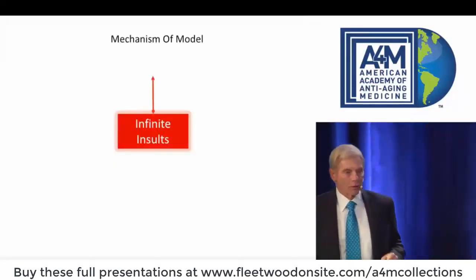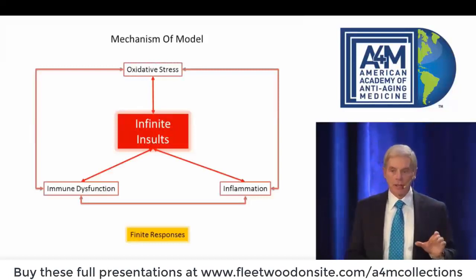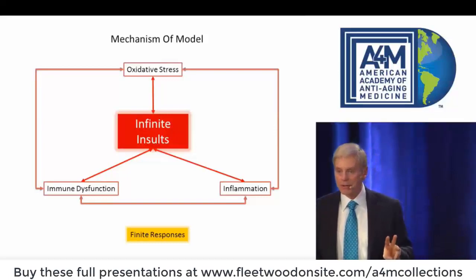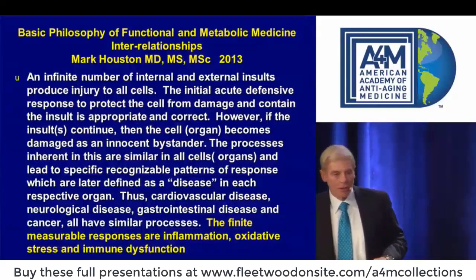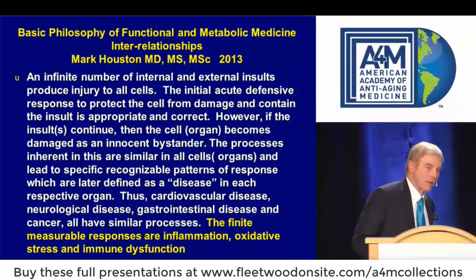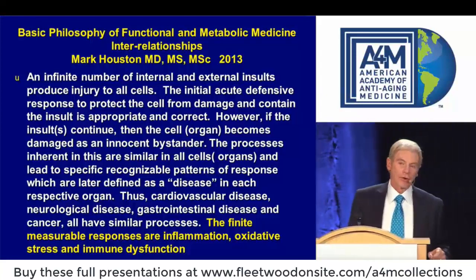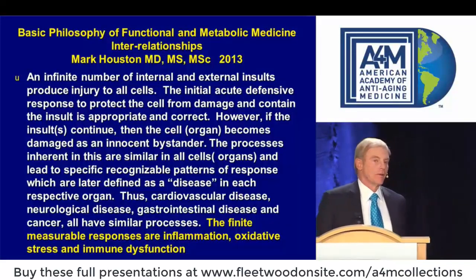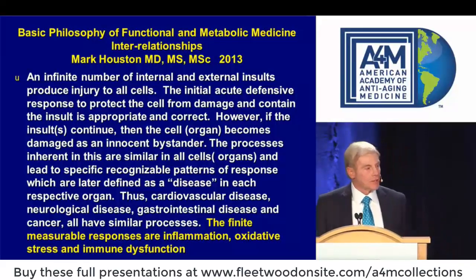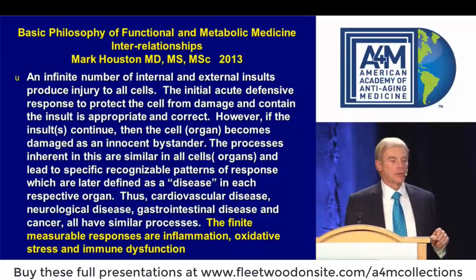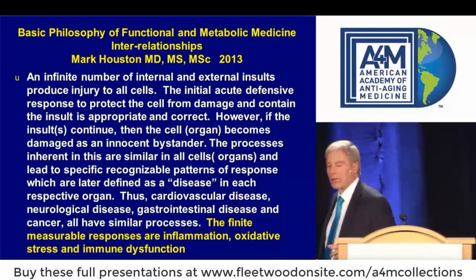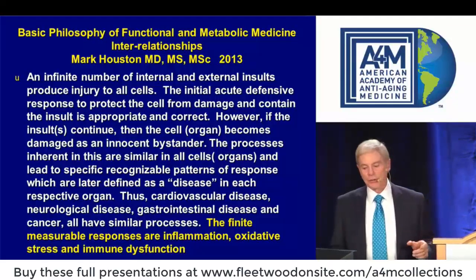So this is what you're going to learn today. We're going to take each system and plug it into the infinite insult results in three finite responses. So this is the summary of everything I'm going to tell you today, and then we'll get into the specifics. There's an infinite number of internal as well as external insults that produce injury to your cells. That initial and acute defensive response that the cell has is to protect itself from the damage and try to contain the insult. That is appropriate and it's correct.